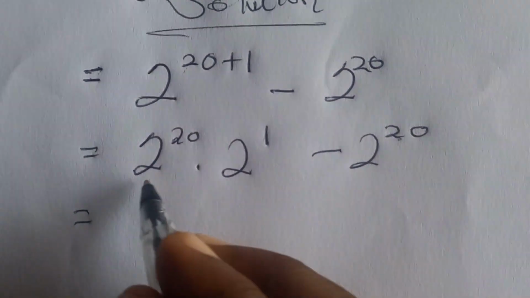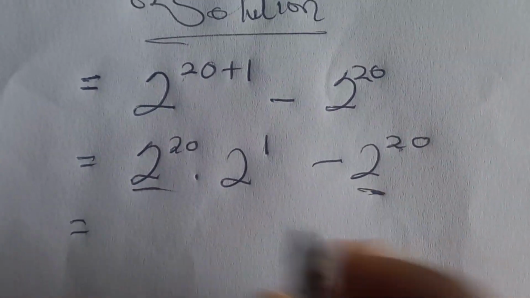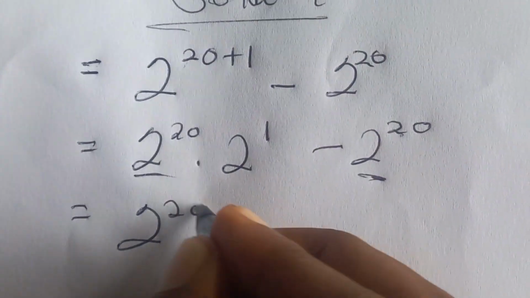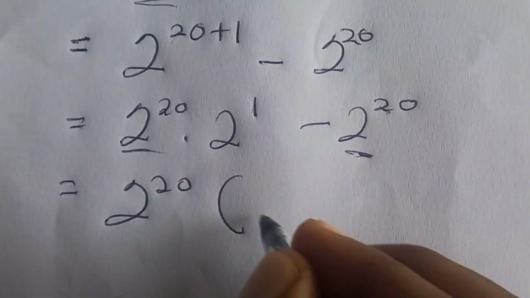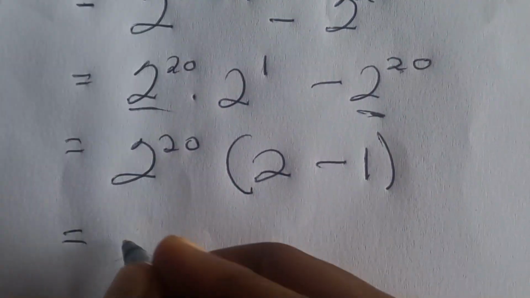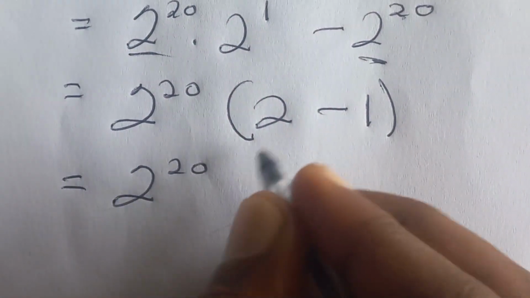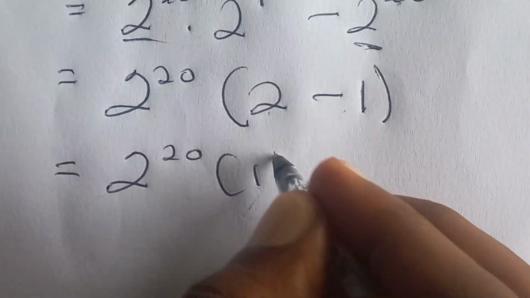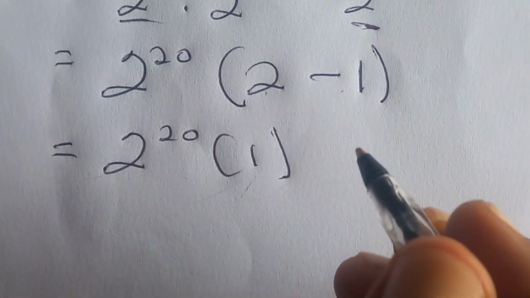Now you can see that we are having 20 here and there's 20 there. So you can factorize 2 exponent 20 out, leaving 2 minus 1, which is equal to 2 exponent 20. 2 minus 1 gets 1, which is the same as 2 exponent 20.